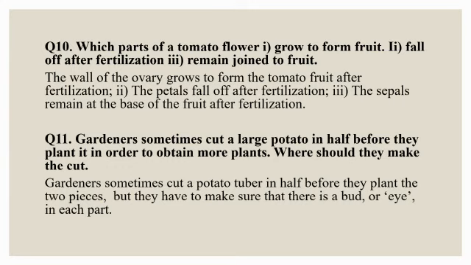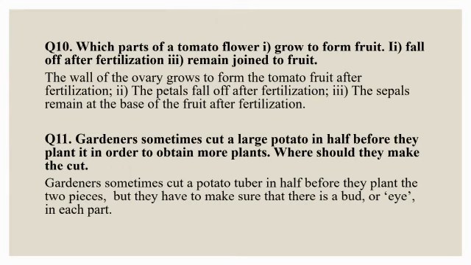Gardeners sometimes cut a large potato in half before they plant it in order to obtain more plants. Where should they make the cut? So the gardeners sometimes cut a potato tuber in half before they plant the two pieces, but they have to make sure that there is a bud or eye in each part of the potato which has to be buried inside the soil.